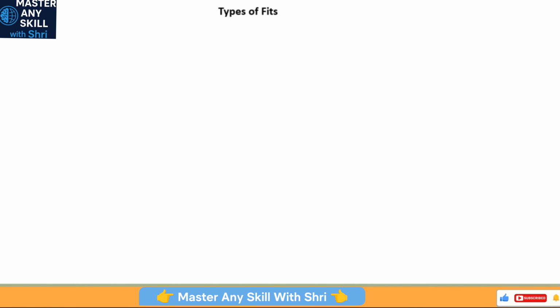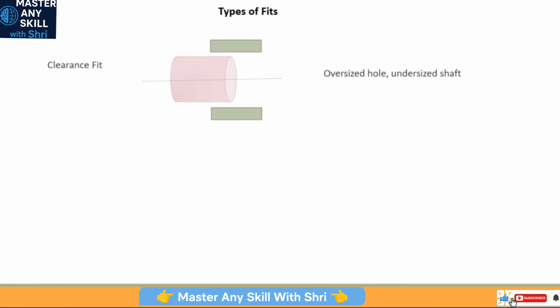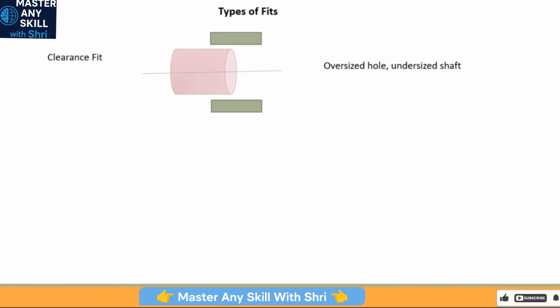So generally there can be three distinct types of fits. First is the clearance fit. Clearance fit is when we have an oversized hole and an undersized shaft. The shaft is much smaller than the hole, and so when the shaft is inserted inside the hole, there is some amount of clearance. An example would be the pin in the pin joint of a hinge. That pin should have some clearance with respect to the hole, and that is a clearance fit.